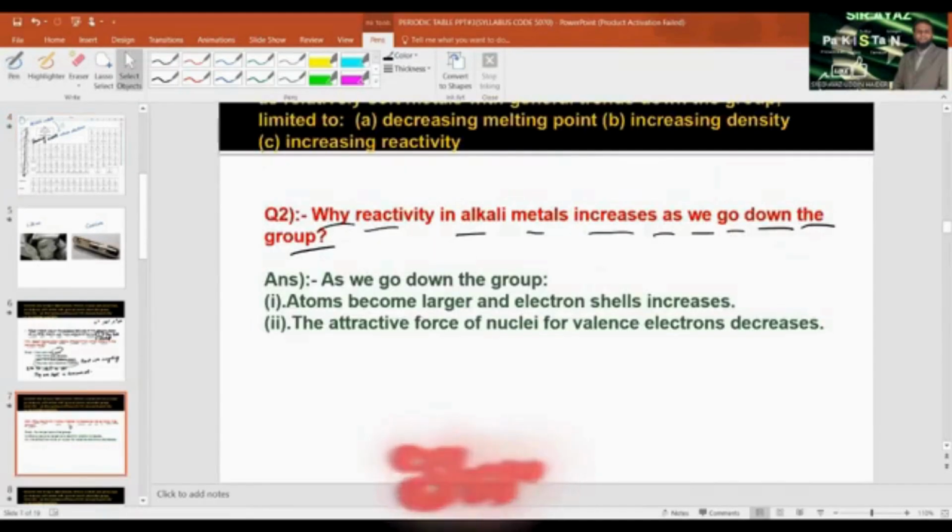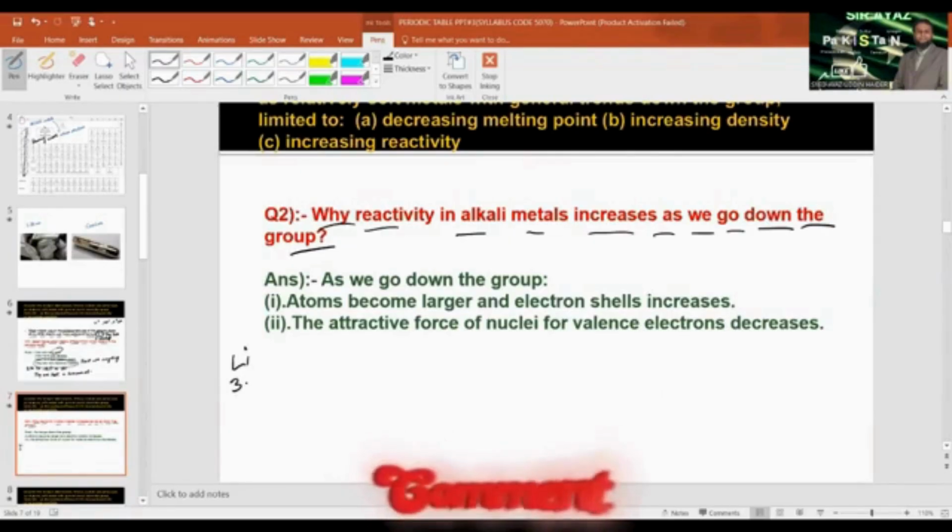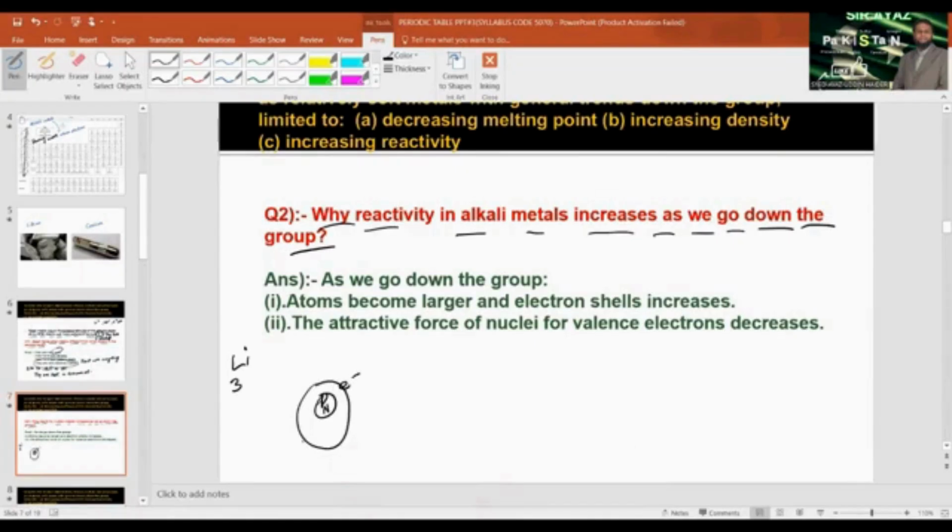But why is this? Let's consider two elements from this group 1. I'm taking the example of lithium. The proton number of lithium is 3, which means it has 3 protons and 3 electrons. So this will be the nucleus of lithium. We have proton and neutron. We have 3 electrons. So in the first shell, there will be 2 electrons, 1, 2. And in the second shell, it will be 1 electron.